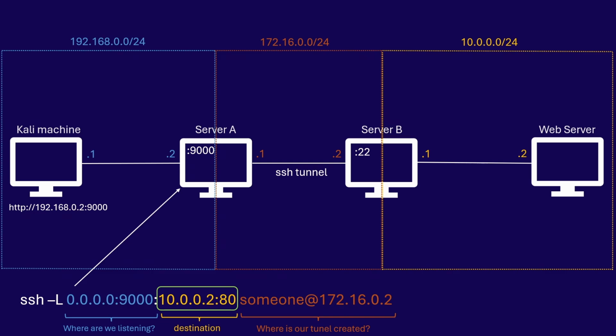So in summary, when someone connects to port 9000 on server A, their traffic is sent through an SSH tunnel to server B. From there, server B forwards the traffic to the web server on port 80.